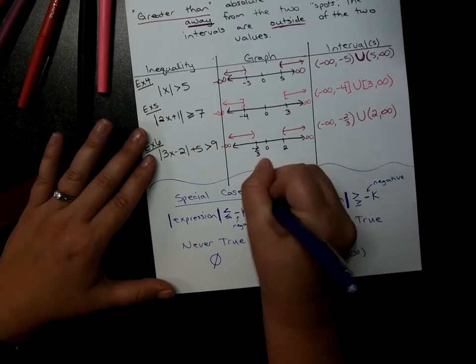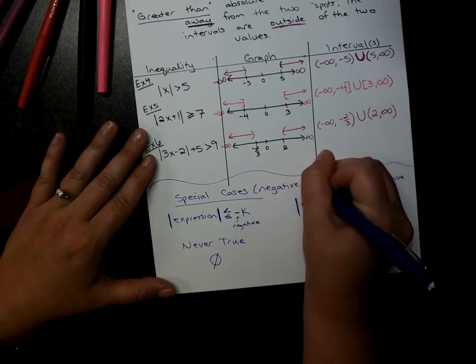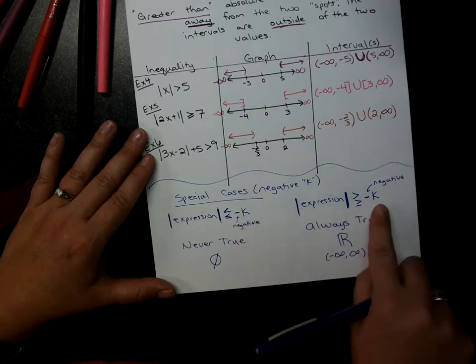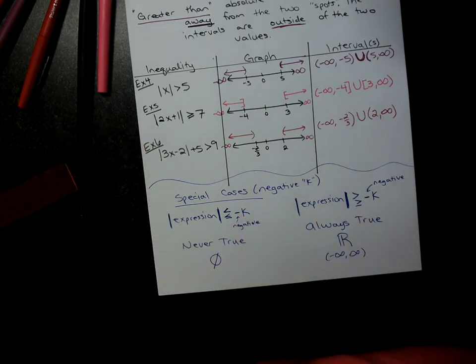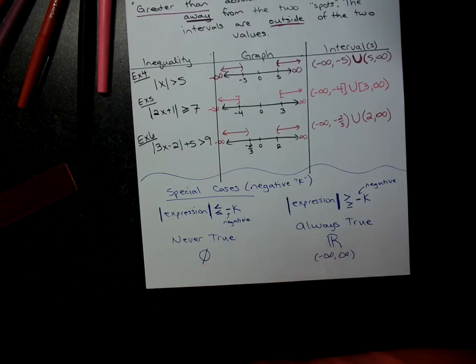So those are the special cases about negative k values. They use the letter k to represent the number that's by itself on the other side. So if you get into those situations, they're either never true or always true.